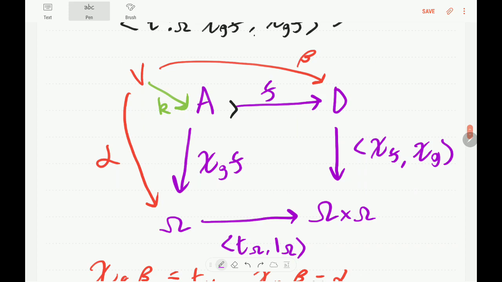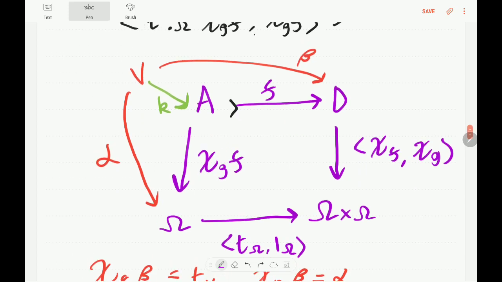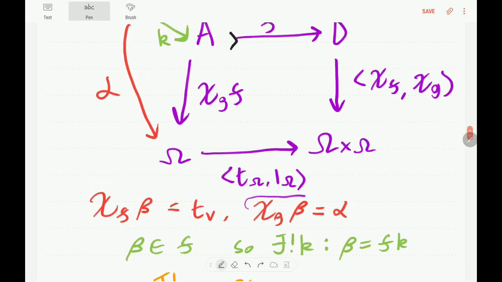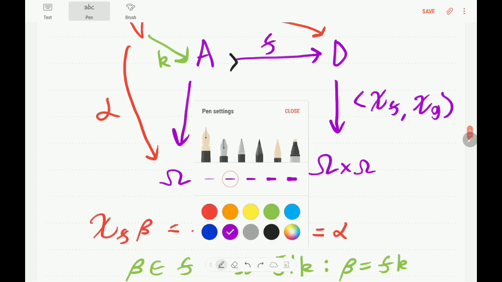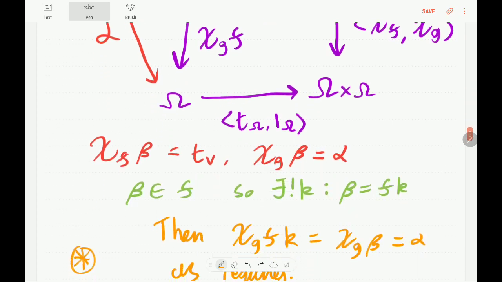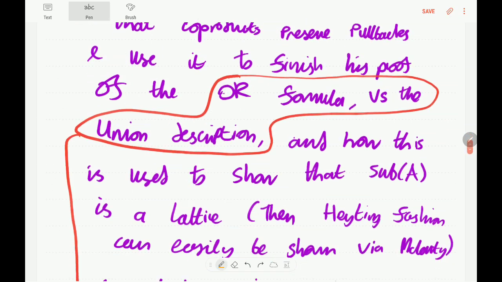And so as an intermediary arrow, we have to have this k up here. And does it also make this work? Yes, it does, because composing these, we get χg fk. Well, what's χg fk? We know fk is beta. So this is going to be χg of beta. But we know that χg of beta is alpha. And so this makes this left triangle commute as well. So this works too. So there we have our unique arrow. So this is a pullback as required.